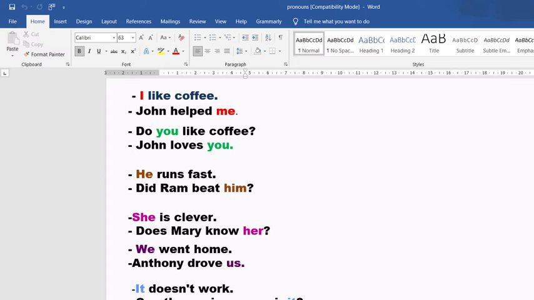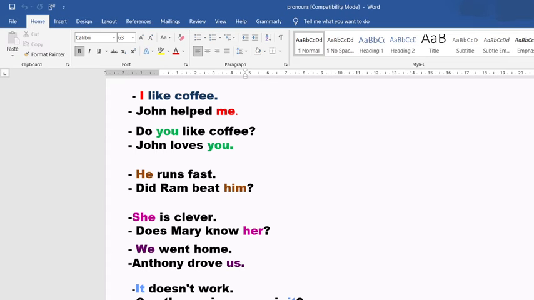We went home. Anthony drove us. So we is used again as subject of the verb went. Who went? We went. So we here also plural, first person plural. And again, for this object place, we are writing there us.